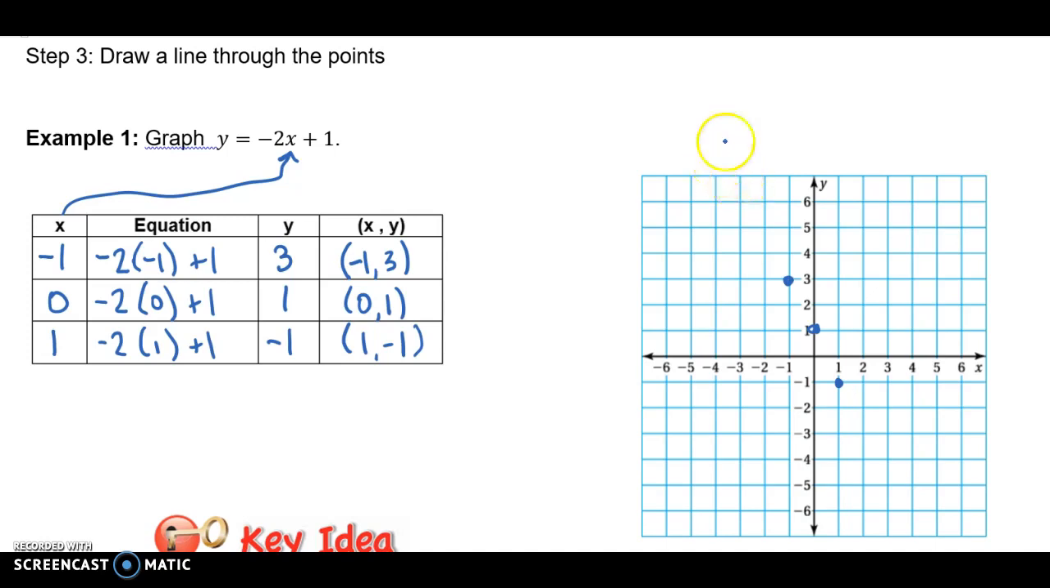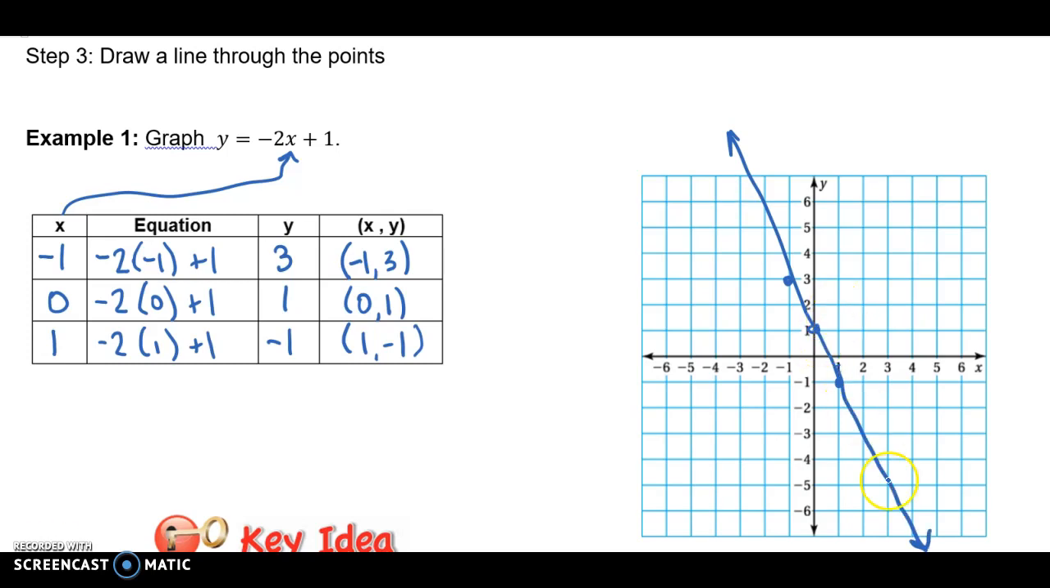So you guys will grab a ruler when we're in class. It's hard for me to use a ruler on here. Do the best you can to connect that and make a straight line as well as you can.